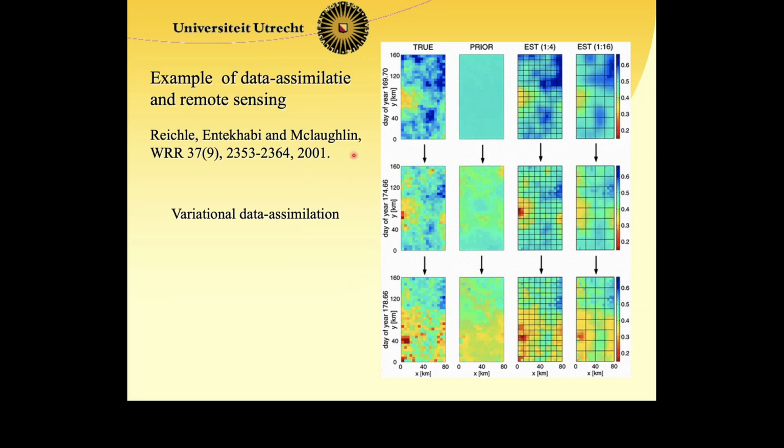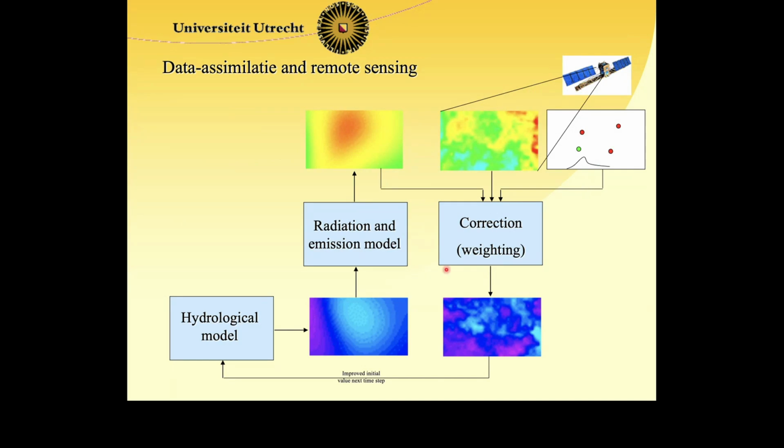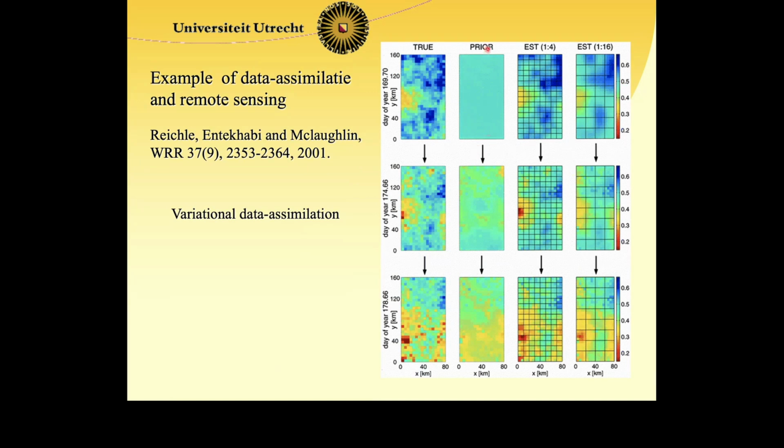Now, this is an example where this is done. In this case, you do it recursively, but you can also take all the satellite images from T0 to TK and then ingest them in one go. Every time step you redo that, taking all the observations available to get the best optimal estimate of all time steps, given all the observations available, by minimizing these criteria I showed you.